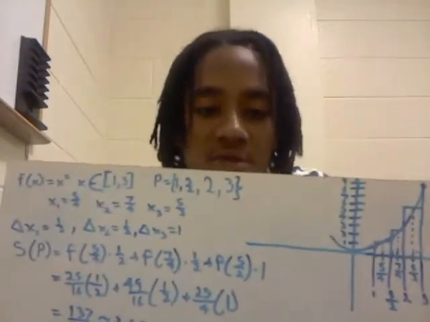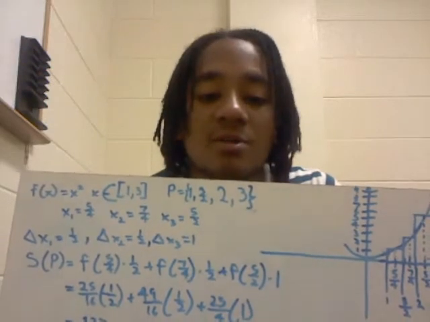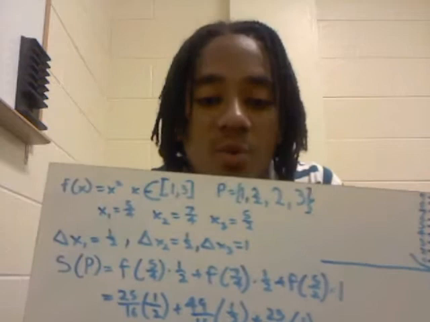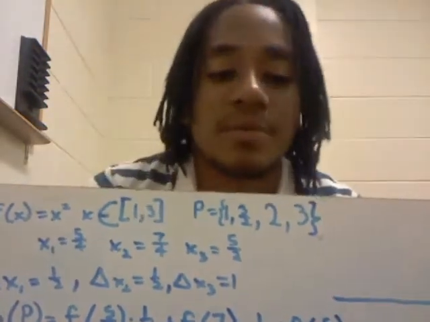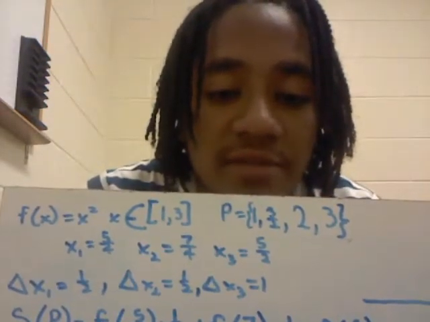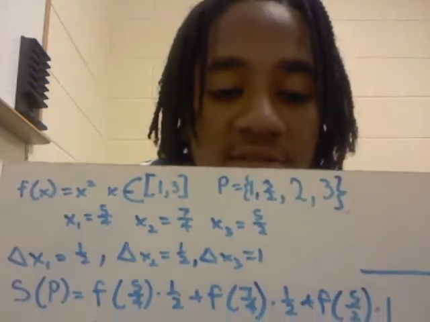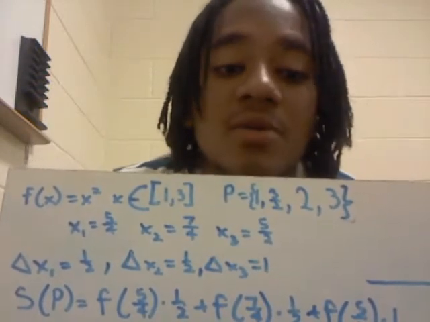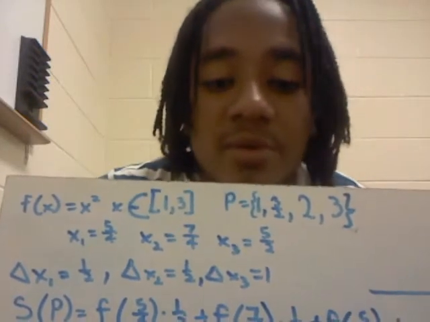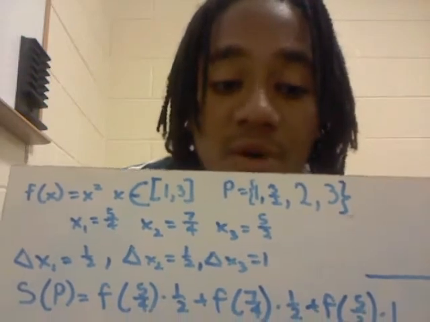Now for the first example. For our first example of Riemann sum, we shall use f of x equal to x squared. x exists on the closed interval from 1 to 3. The p-values will be 1, 3/2, 2, and 3. The value for x1 will be 5/4. For x2, it will be 7/4. x3 will be 5/2. For delta x1 from x0 to x1, it will be 1/2. For delta x2, it will be 1/2. And for delta x3, it will be 1.